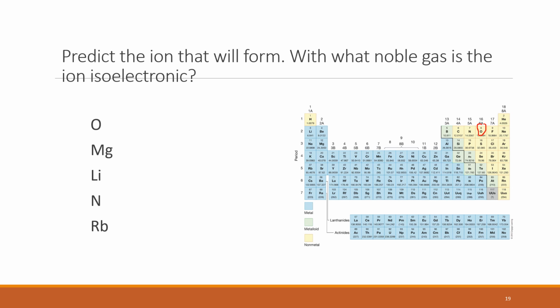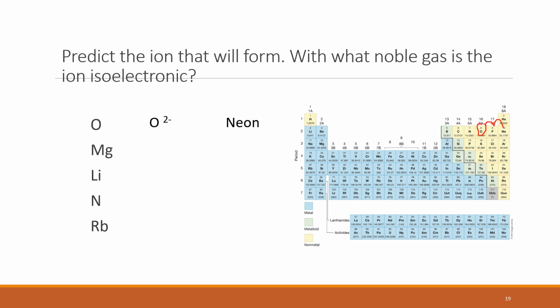So why do they like to form a -2? Well, if you look at it, oxygen and the other elements in group 16 are only 1, 2 away from the nearest noble gas. So if they can gain 2 electrons, they will then be isoelectronic with the noble gas in the same row as them, in this case, neon.